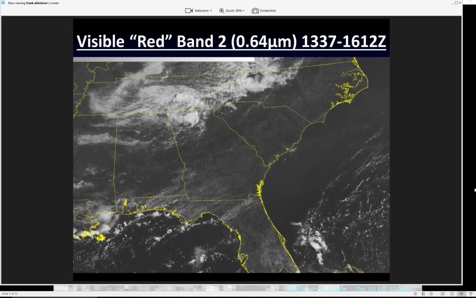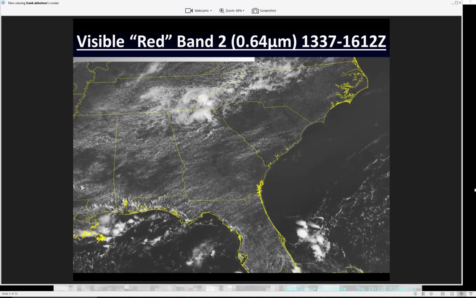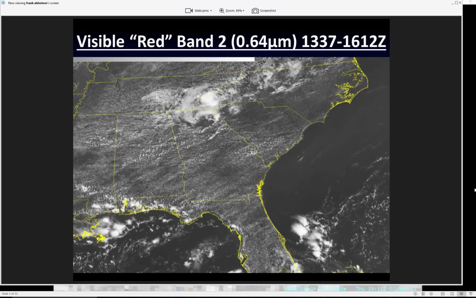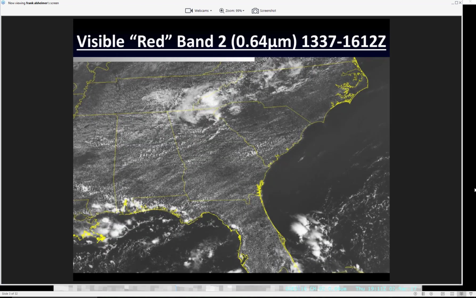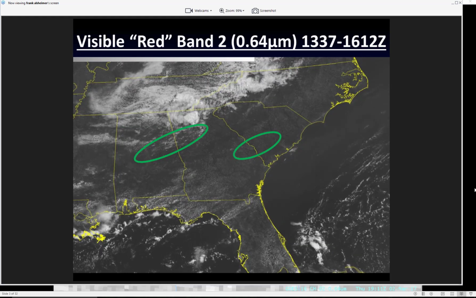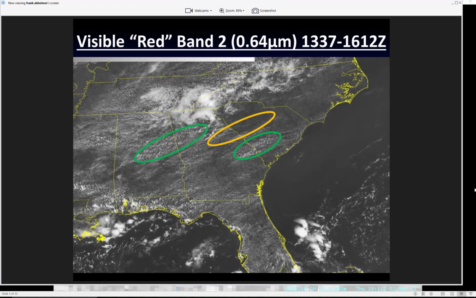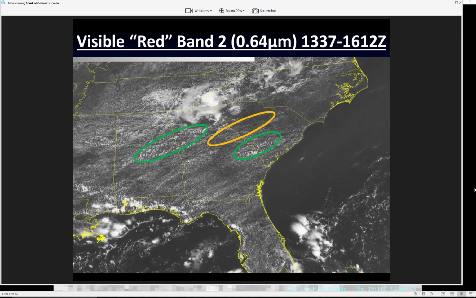I'm going to loop it through once, and then it'll start to loop through again. And this is a loop from roughly 1330Z to a little bit after 16Z, which would be a little bit after noon local time. And I really want you to pay attention to a couple of different areas, in the green and in the yellow. In the green, you'll notice that the cumulus looks a little more agitated.